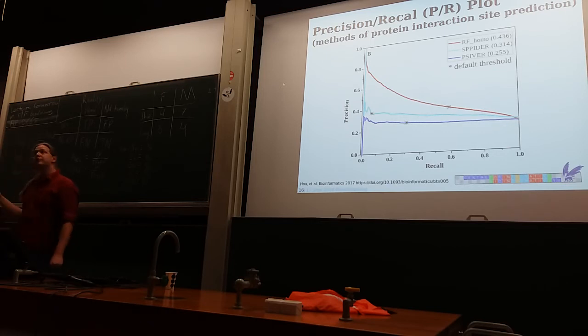If you change your predictions from everything negative to everything positive, what point will you end in? So when you predict everything to be positive, what is your precision?